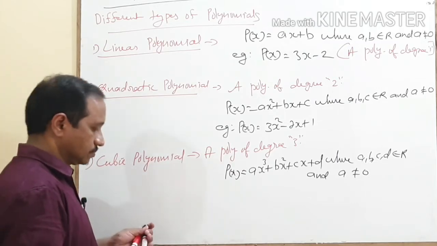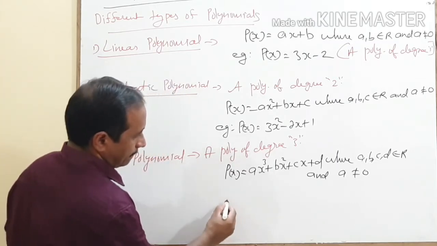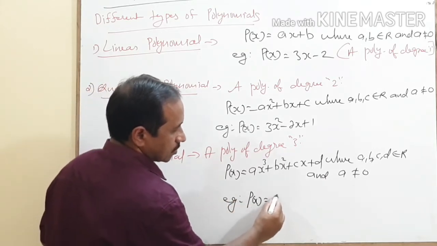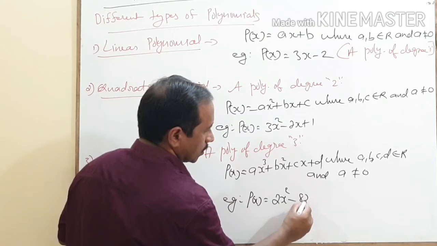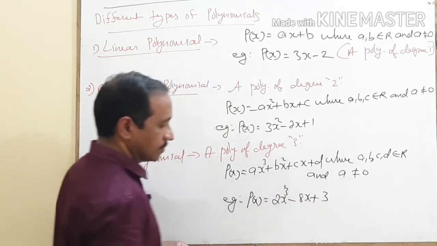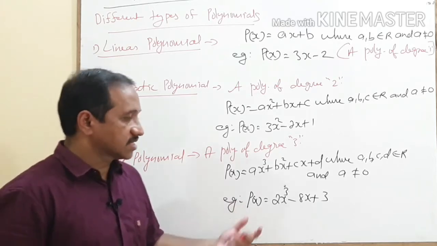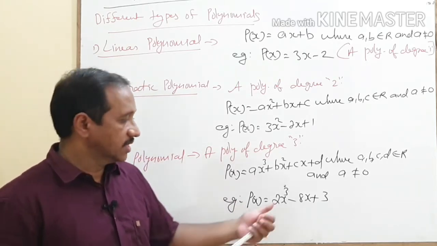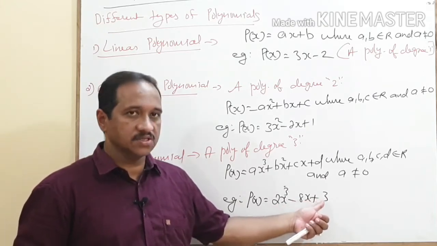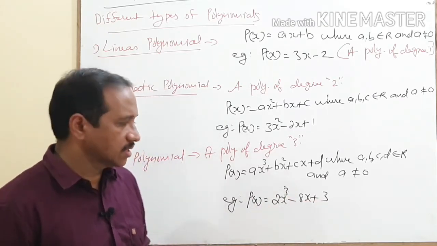Example, P of x is equal to 2x cube minus 8x plus 3. This is an example for a cubic polynomial because its degree is 3. 2x cube minus 8x plus 3. You can notice one thing.